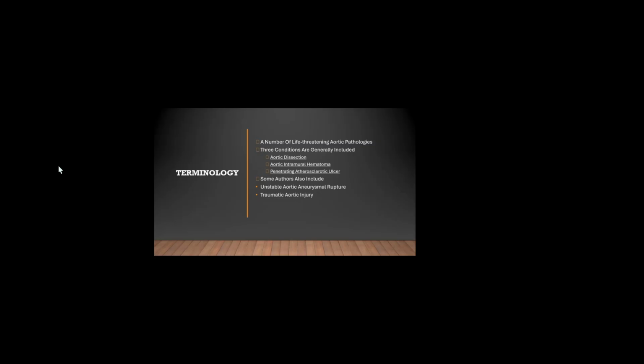There is a long list. However, there are three main conditions that fall under this umbrella of acute aortic syndromes: aortic dissection, intramural hematoma, or penetrating aortic ulcer. There are other entities that might fall under the umbrella of acute aortic syndrome. However, those are the three major topics. In this session, possibly for the sake of time, I'll try to focus on the three major entities.